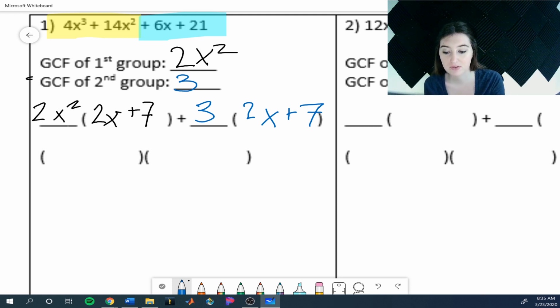Okay, so I should have 3. 6x divided by 3 is 2x. The x just stays. 6 divided by 3 is 2, and then 21 divided by 3 is 7.